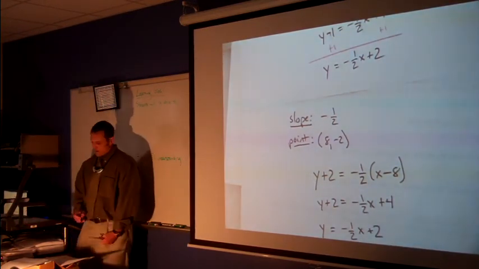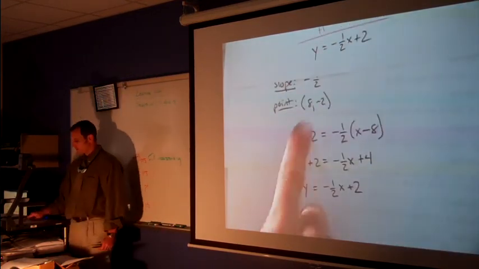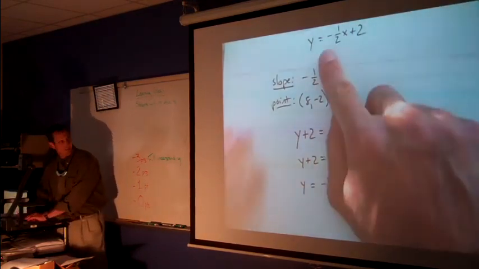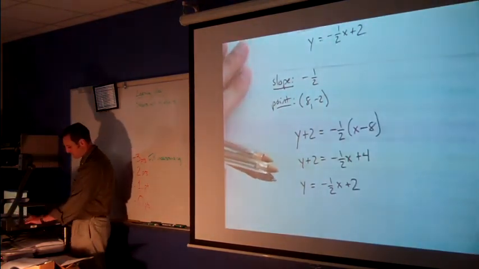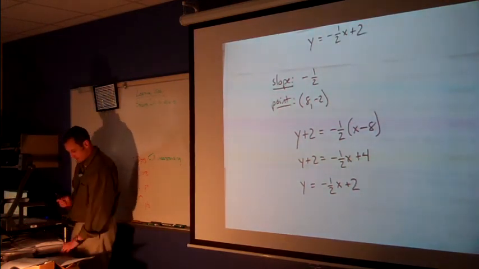So I have y equals negative 1/2 x plus 2. Using this point, what was the equation when I used the other point? y equals negative 1/2 x plus 2. So it doesn't matter which point you use, you'll still have the same equation.